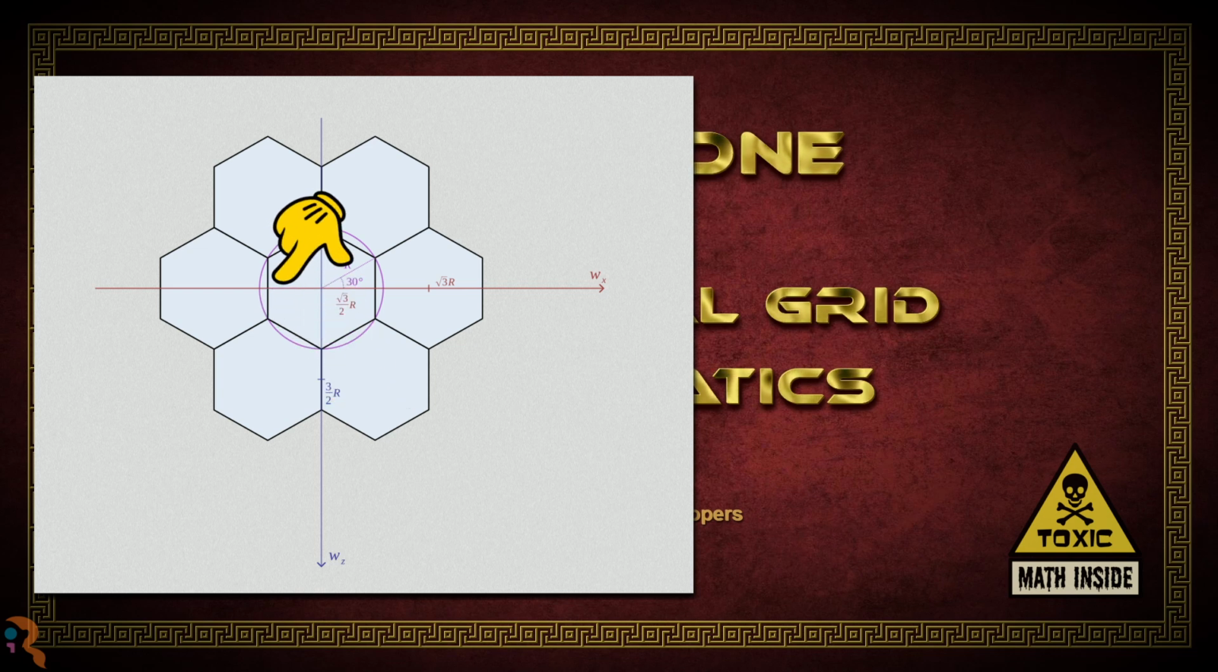Instead, the width is on the W_x axis and is equal to twice this segment. The length of this segment is the cosine of 30 degrees multiplied by R, which is equal to √3/2 multiplied by R. So, the tile width is √3 multiplied by R, which is also the distance between the centers of two nearby hexagons on the grid. If we want the horizontal distance between two tiles to be unity, we can set R equal to 1/√3, and measurements will change accordingly as shown.